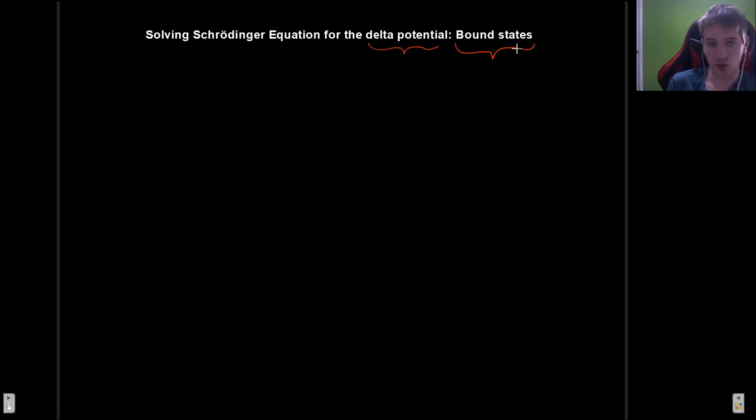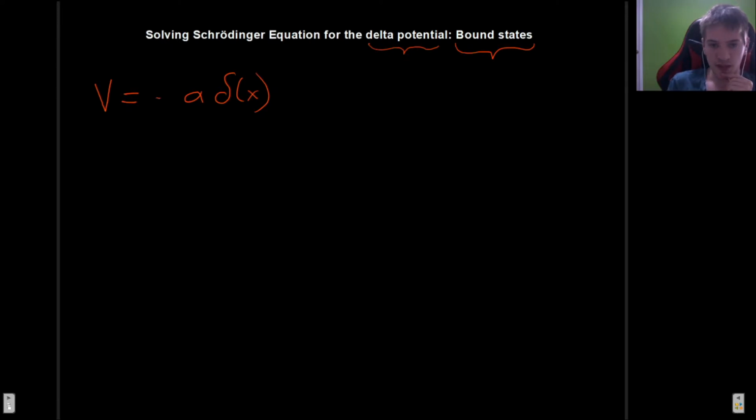Okay, so if you don't know what bound states are, then I really suggest you go back to the previous video where I discuss this topic. So okay, we want to solve this equation for the delta potential. So what exactly is this? These delta potentials have the form of some constant times the delta function. Now this can be either plus or minus alpha.